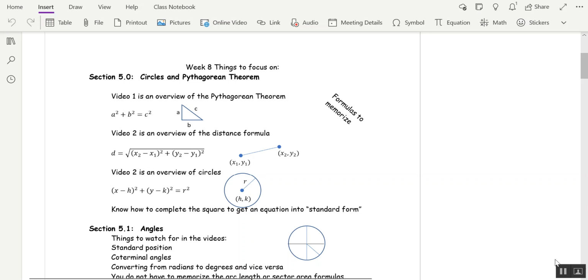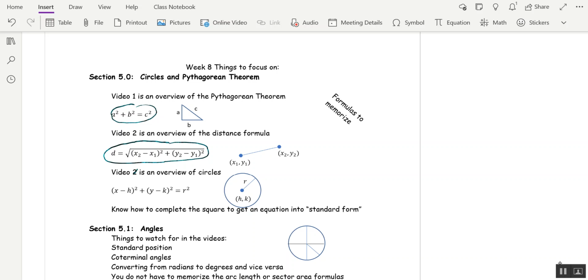One, Pythagorean theorem. You've probably already memorized that. A squared plus b squared equals c squared. Two, the distance formula, the distance between two points, which is closely related to the Pythagorean theorem.